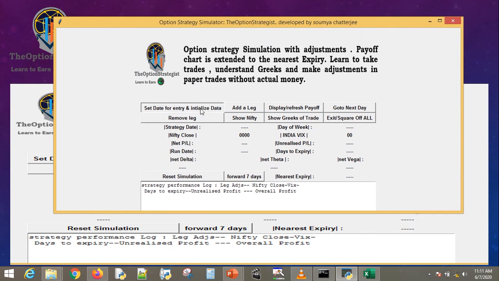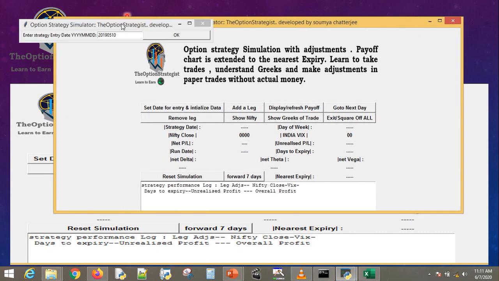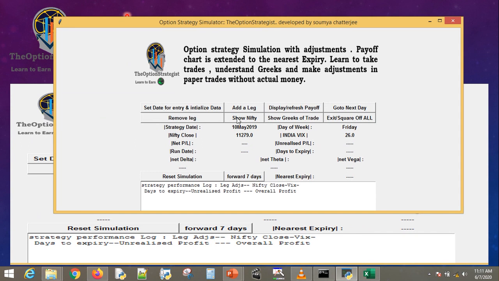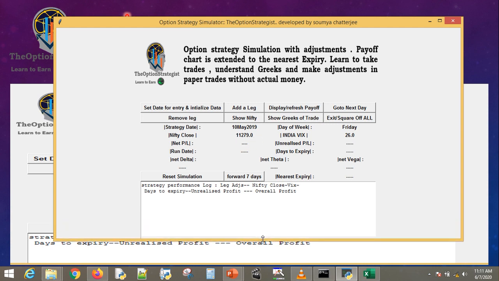The first thing I'm going to do is set the initialized date, right? If you see over here, this is the date I'm talking about. I am entering 10th 5, so on the 10th of the month I'm entering the trade. So I enter the strategy date, and say okay for the time being. Now I'm interested to understand what the Nifty is at that particular time. The strategy date is 10th May, the day of the week is Friday, India VIX is at 26.0 and Nifty closes around 11,279, right?